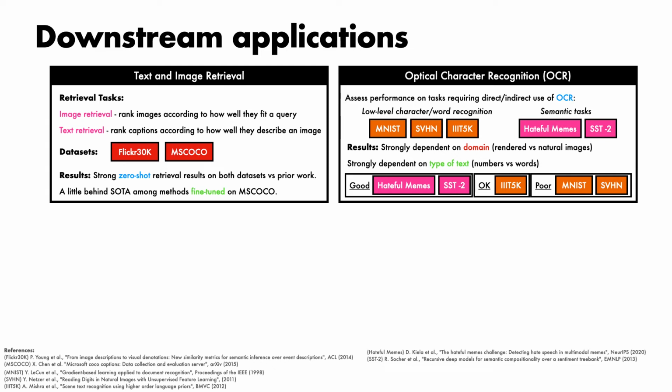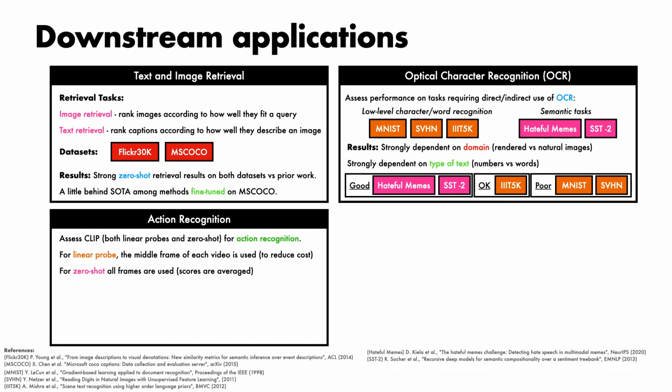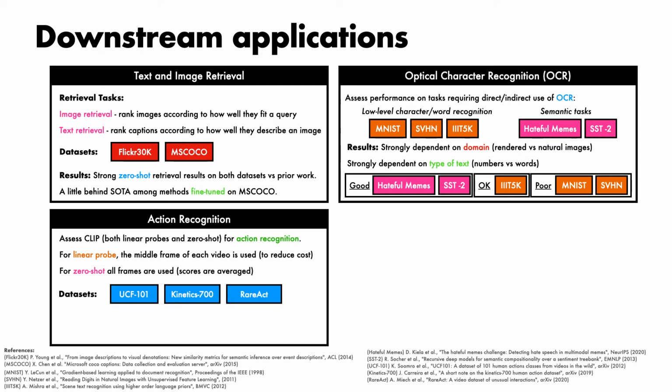Next, given that CLIP has been exposed to a wide range of concepts, it is interesting to assess its ability to perform action recognition. This is done with both linear probe and zero-shot evaluations. For the linear probe experiments, the middle frame of each video is used to compute features, rather than all frames, to reduce cost. For zero-shot evaluation, which is much cheaper, all frames are used. Experiments are conducted on UCF 101, Kinetics 700, and RareAct.